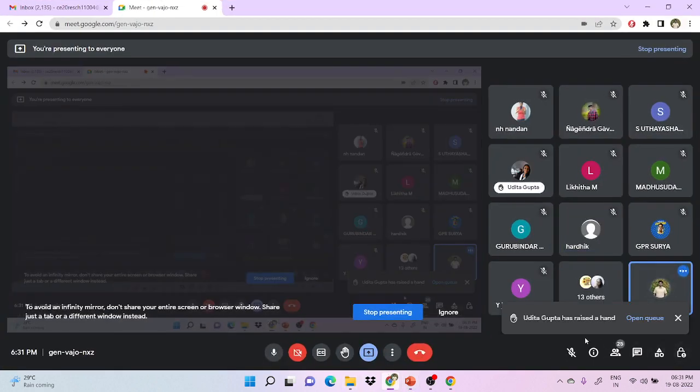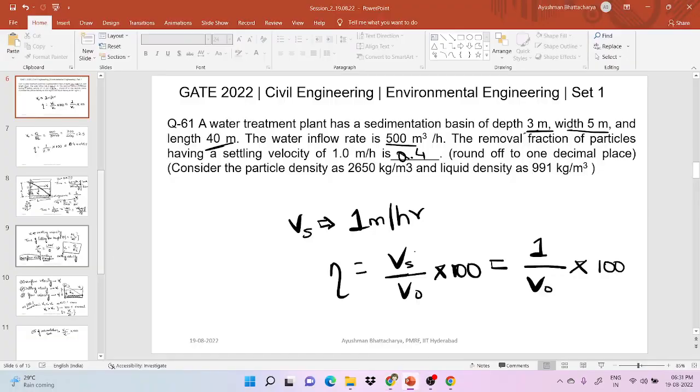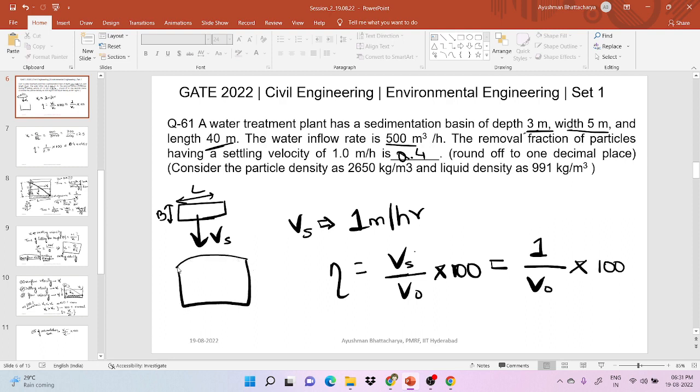Yes, Udita, please ask. Sir, why have we taken the area as BL? The settling velocity will be in the downward direction, so it will be this area, L and B. In a settling tank, you are falling from here, so this area you will take. But when you are talking about flow velocity, you are concerned about this area, B into H. Is it clear?